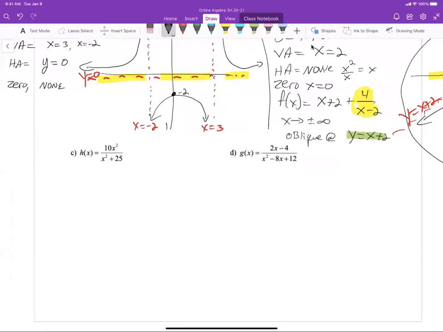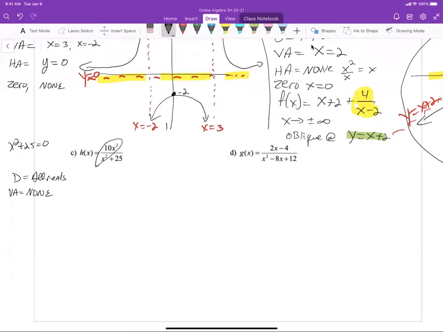Next. All right, domain. Well, when does x squared plus 25 equal 0? None. You can't solve for it. It's undefined, so the domain is all reals. There are no values. Okay, therefore, vertical asymptotes: none. No holes either. Okay, how about horizontal asymptotes?